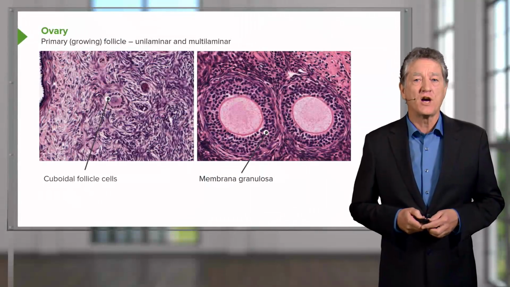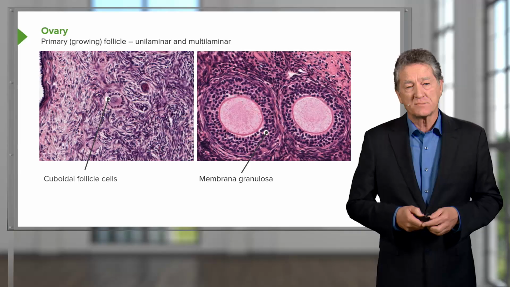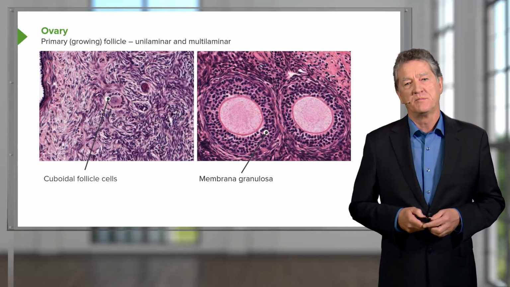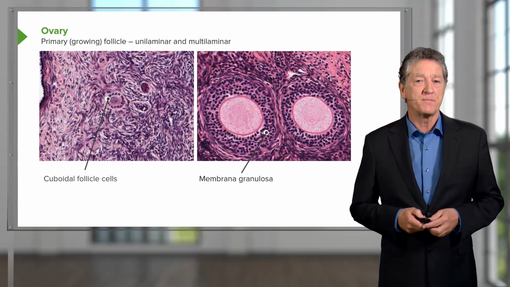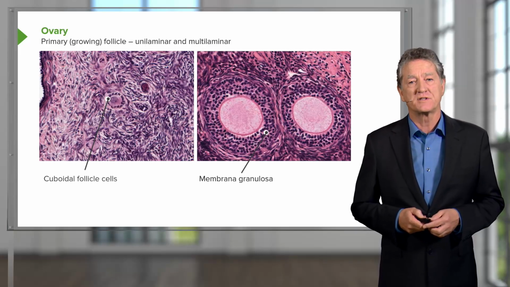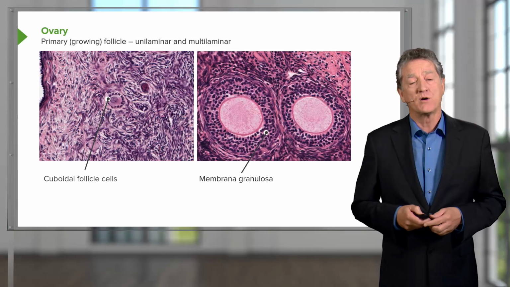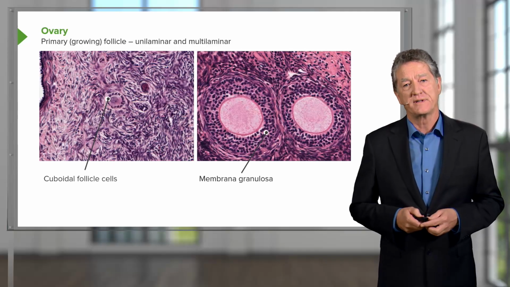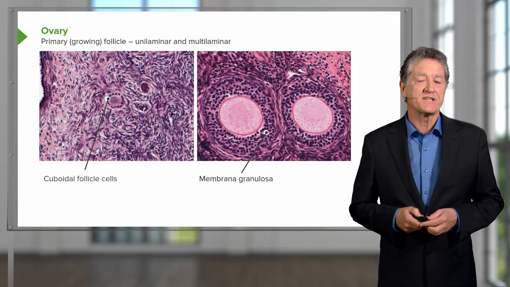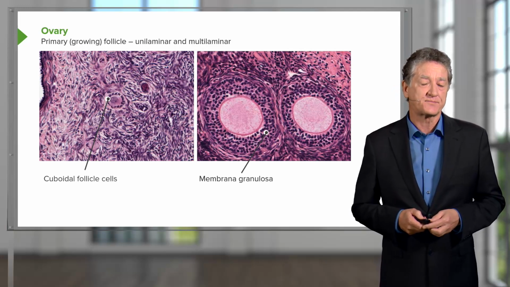We often term the oocyte as being a primary oocyte, not because it's part of a primary follicle, but because it's only in its first meiotic division stage. It has not yet even completed its first meiotic division, and it won't do so until ovulation, if the follicle ever gets to the stage of ovulation.